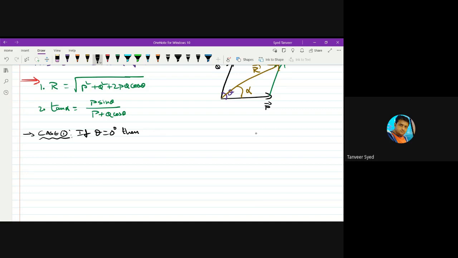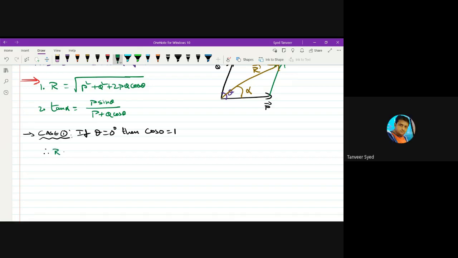If angle theta is 0, then cos 0 is equal to 1. Cos 0 is 1. I hope you remember the standard values of trigonometric ratios, sine, cos, tan for 0, 30, 45, 60, 90 degree. Cos 0 is 1. So if cos 0 is 1, what happens to the resultant?